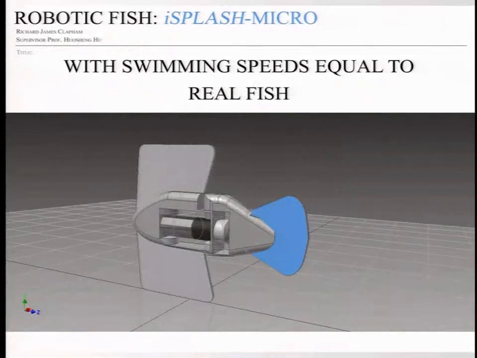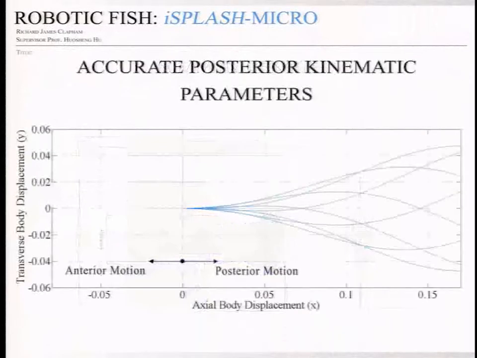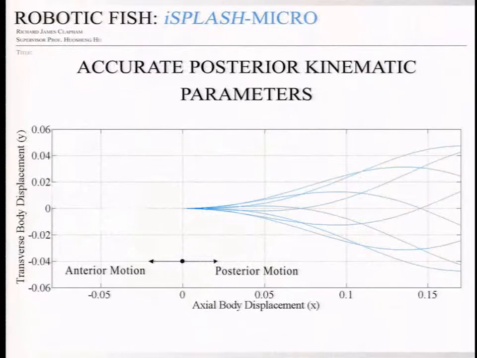Hi. Today we'll be going through how the fastest micro-robotic fish was developed, our robotic fish, namely iSplash-Micro. It's only 50 millimeters in length and can accurately generate the posterior kinematic pattern of the carangiform swimming mode at extremely high frequencies of 19 Hertz.